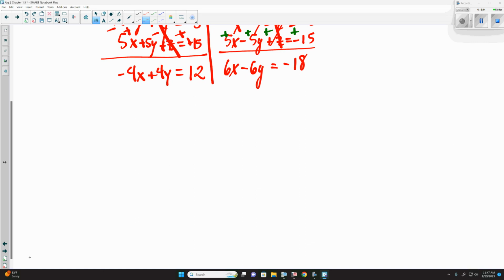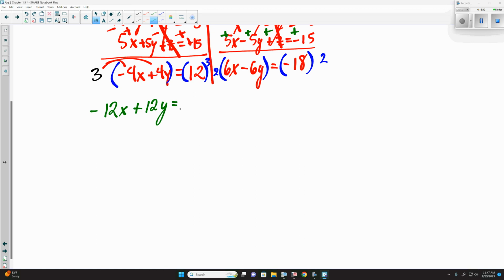Now, unfortunately, at this point here, we've got to multiply both equations by something to get them to be the same. And to do that, it actually works out that we need to multiply the left one by 3 and the right one by 2. It'll make more sense when we do this, because if I multiply this by 3, 3 times negative 4x is negative 12x. 3 times 4y is plus 12y is equal to 3 times 12 is 36. If we multiply the other one by 2, we get 12x minus 12y is equal to negative 36.